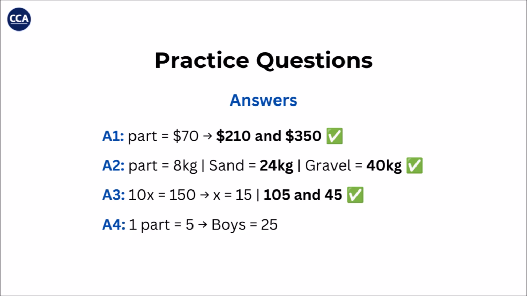So let me adjust. There are 20 girls instead. Adjusted question 4. Boys and girls in ratio 5 to 4. There are 20 girls. 3 more boys join. New ratio? Girls, 4 parts equals 20. 1 part equals 5. Boys, 5 times 5 equals 25. After 3 more boys, 28 boys and 20 girls. New ratio, 28:20 simplifies to 7:5.